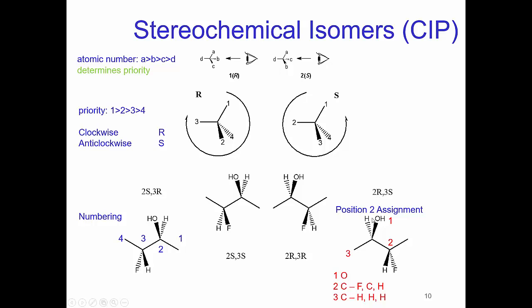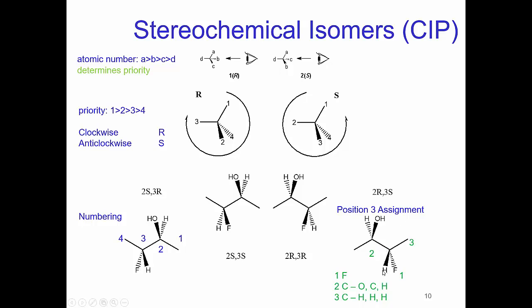So now we have this other carbon here that actually has the fluorine attached to it. How would we assign that position? So we do the same process. We look at this carbon here and see what's attached to it. Okay, so it has a hydrogen.